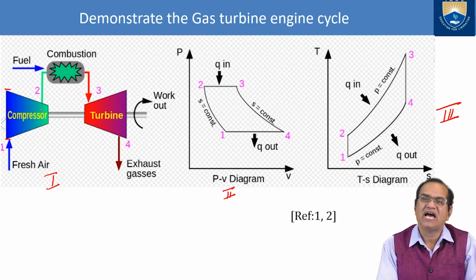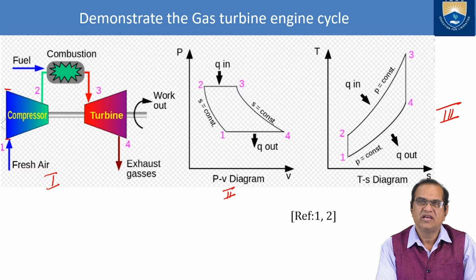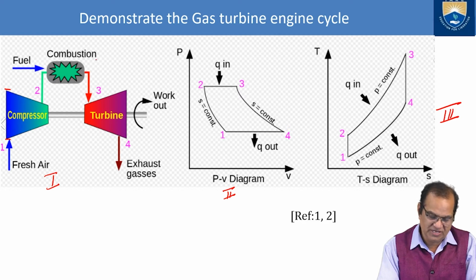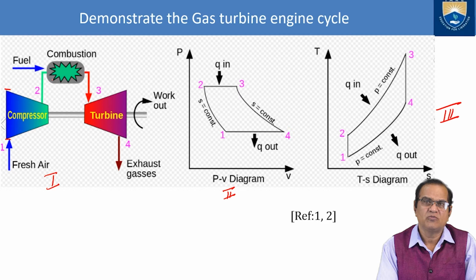The high pressure and high temperature gases are entering the combustion chamber. Here the fuel is mixed and a spark is provided initially, and after that it is running by itself. So here, from 2 to 3, the fuel is injected and the temperature is increased tremendously at constant pressure. The pressure will remain constant. So now it has reached 3.